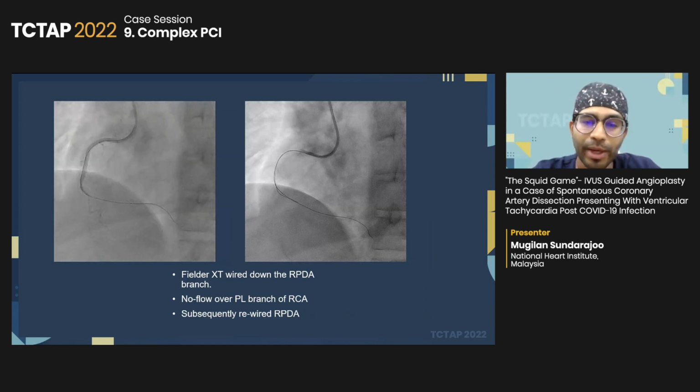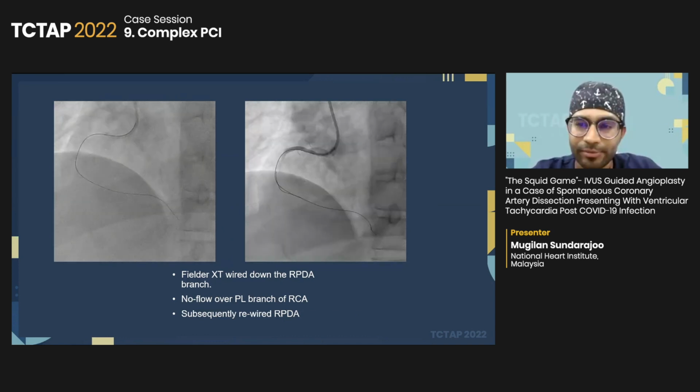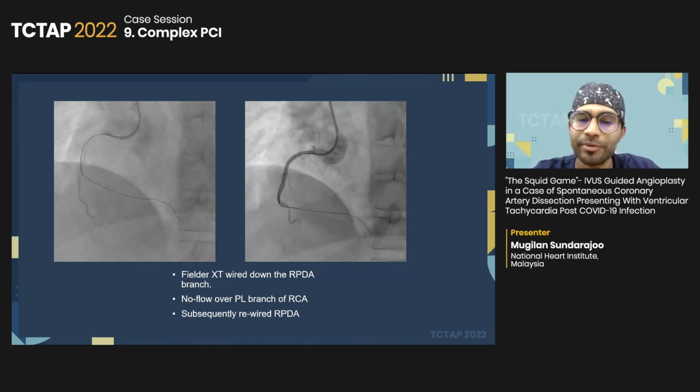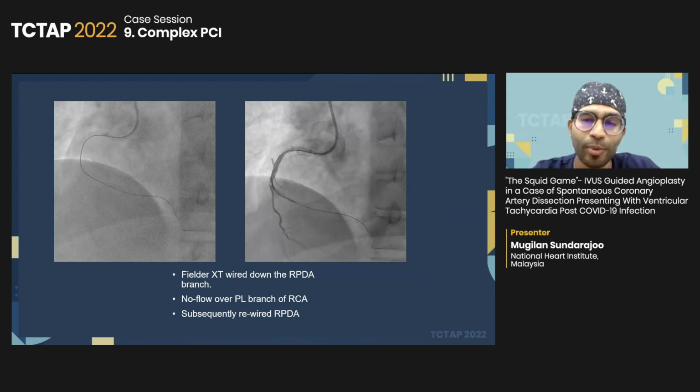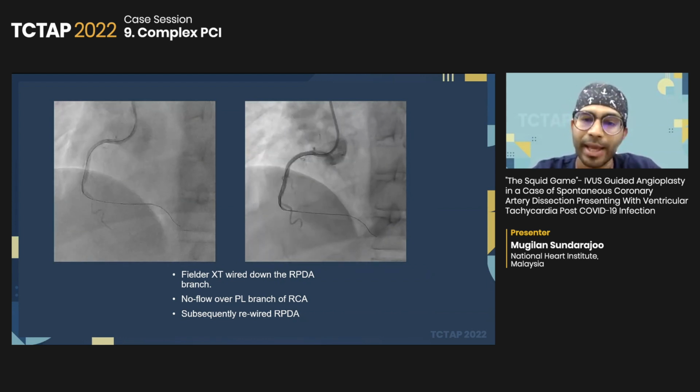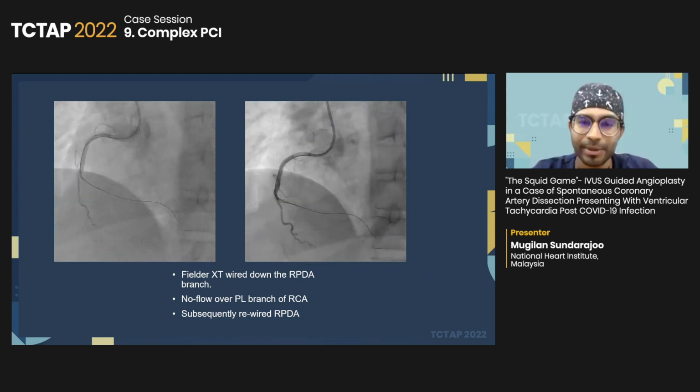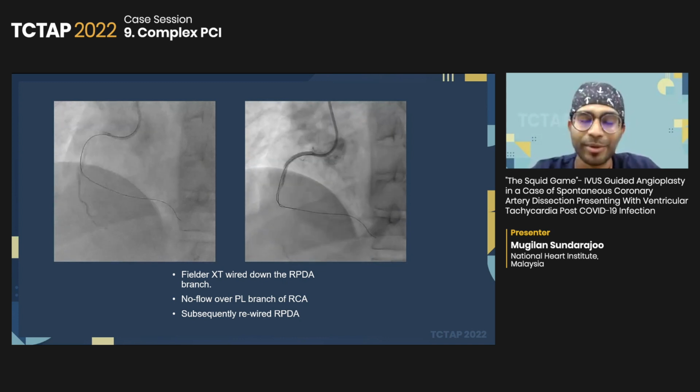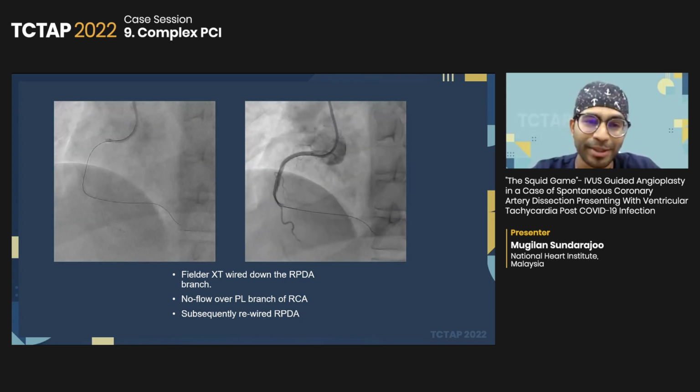So when we wired down the Fielder XT down the RPDA branch, we did a small, very gentle predilatation with a 1.5 mm balloon to about 4 atmospheres of pressure. Then subsequently, we realized that there was no flow over the PL branch of RCA. And we rewired back the RPDA, which we once again assumed was in the true lumen.